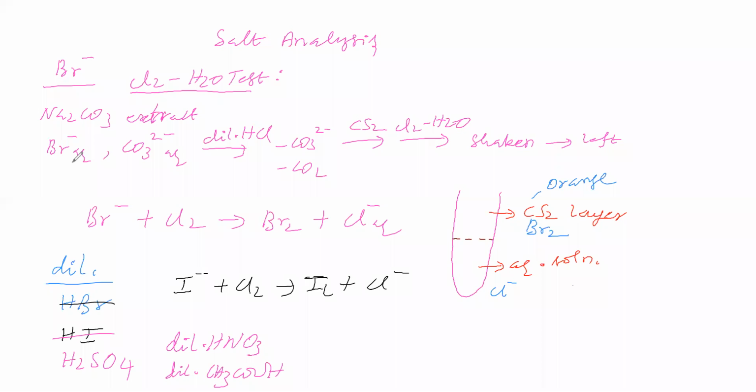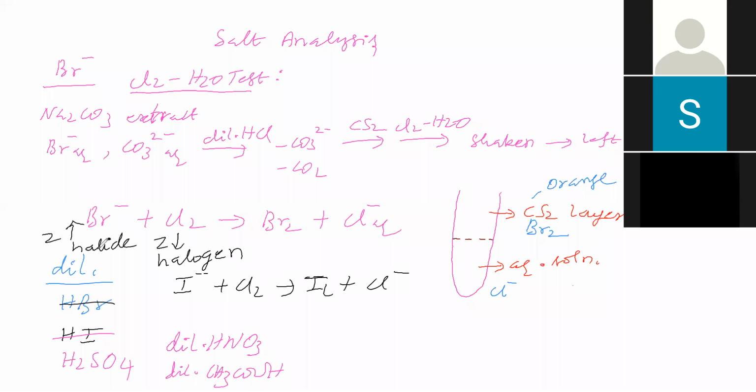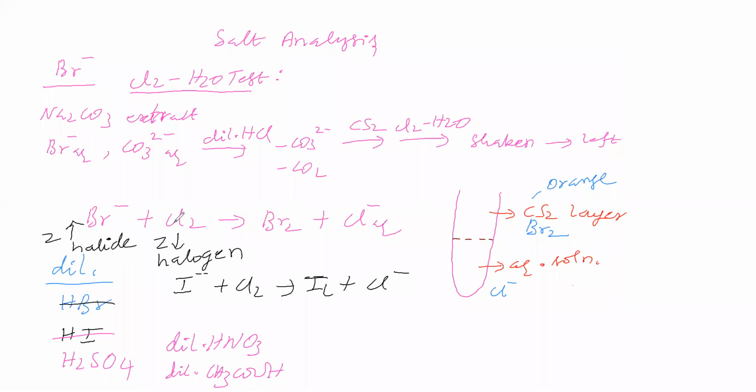Now what happens is this Br minus reacts with this Cl2. Br minus is converting into bromine, and Cl2 is converting into Cl minus. So in this reaction, remember that the lower atomic number should be the halogen, and the higher atomic number should be the halide. Then only the reaction is possible. Lower atomic number is halogen. Higher atomic number is halide.